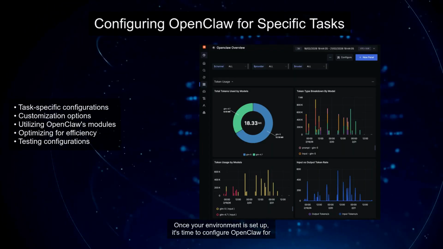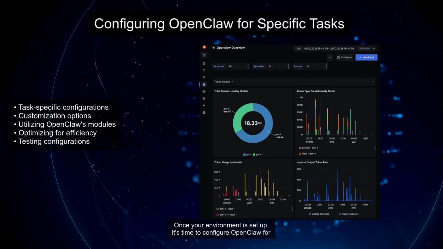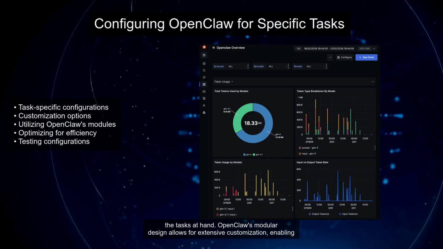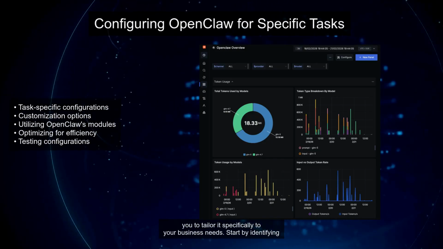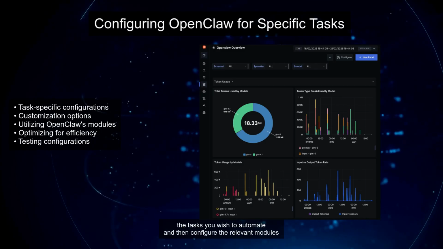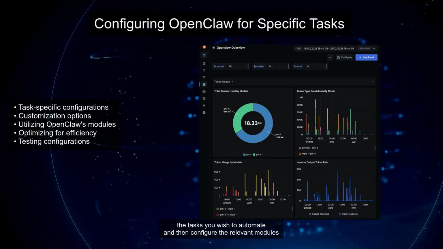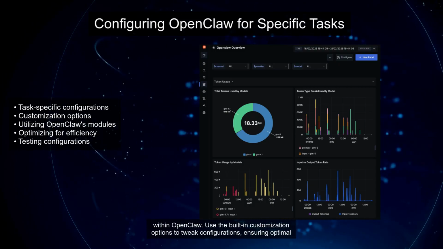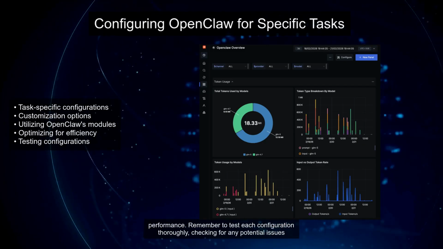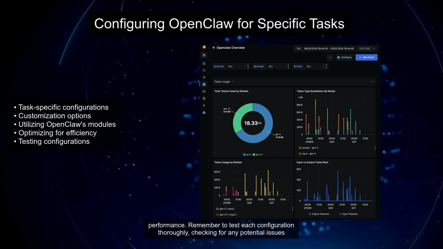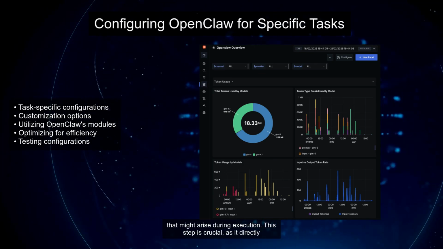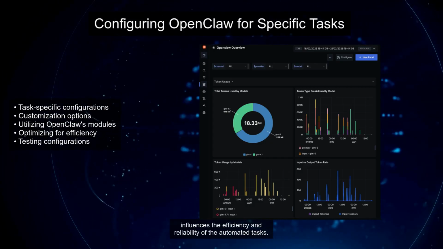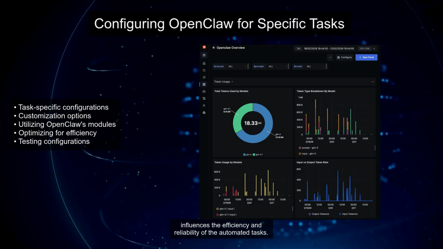Once your environment is set up, it's time to configure OpenClaw for the tasks at hand. OpenClaw's modular design allows for extensive customization, enabling you to tailor it specifically to your business needs. Start by identifying the tasks you wish to automate and then configure the relevant modules within OpenClaw. Use the built-in customization options to tweak configurations, ensuring optimal performance. Remember to test each configuration thoroughly, checking for any potential issues that might arise during execution. This step is crucial, as it directly influences the efficiency and reliability of the automated tasks.